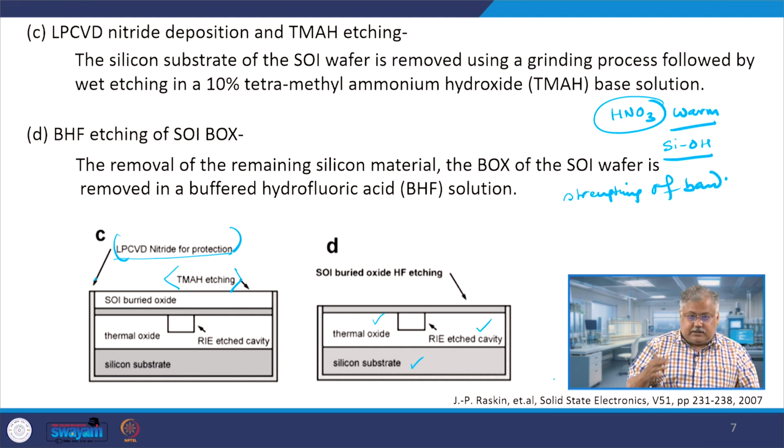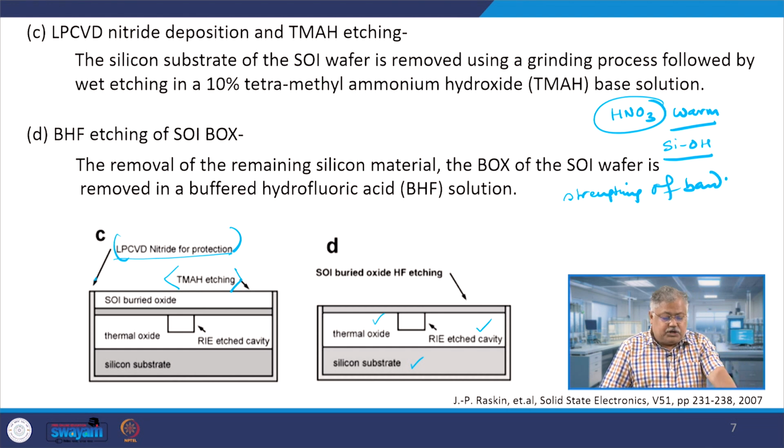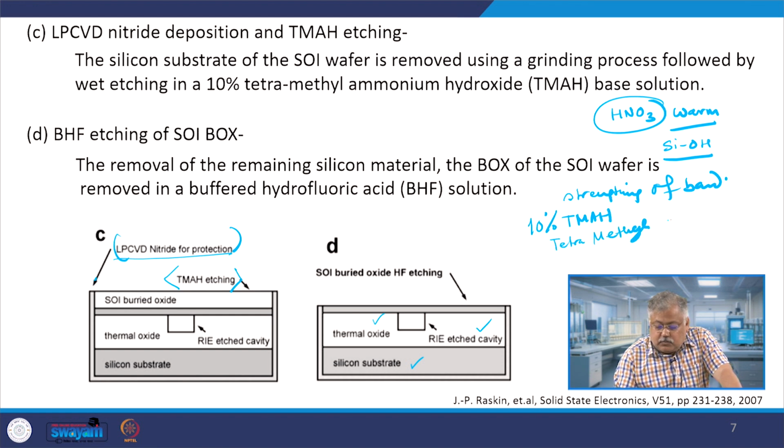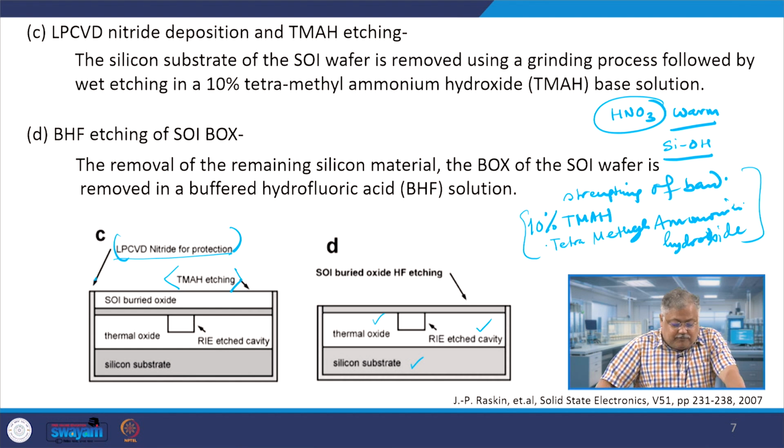Now, the grinding process, the way you grind it so that it becomes a very good surface at the top, you do it in 10% TMAH, which is basically tetramethyl ammonium hydroxide. You do an etching using this solution, and after removal of the silicon material, the buried oxide of the SOI wafer is removed with buffered hydrofluoric acid, BHF. So, that is what is written here.